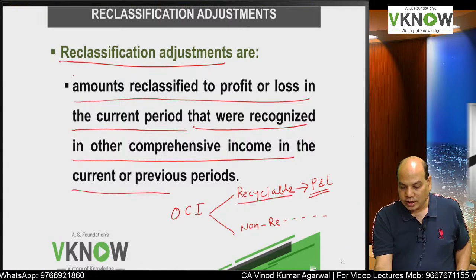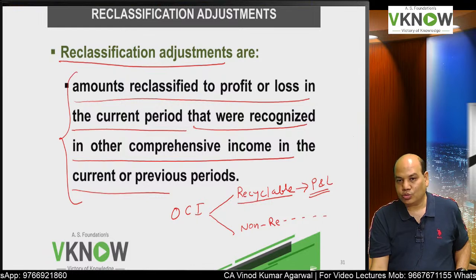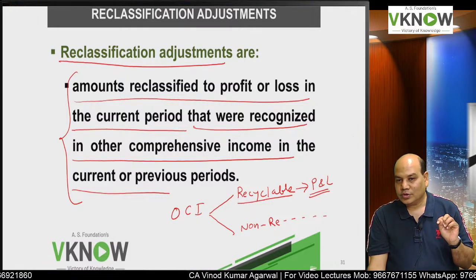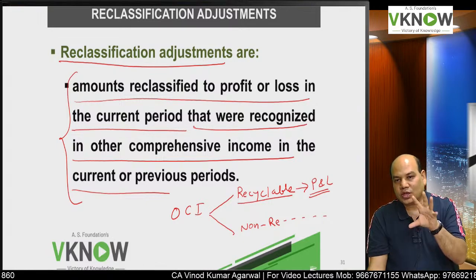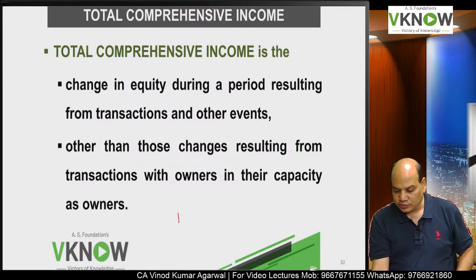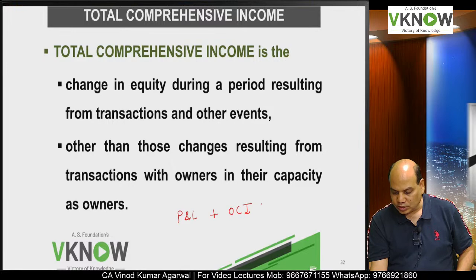If the student has attended Schedule 3 Division 2, our previous chapter, there I had taken one problem where we have shown in OCI certain items, and then what is total comprehensive income? P&L account plus OCI is total comprehensive income.